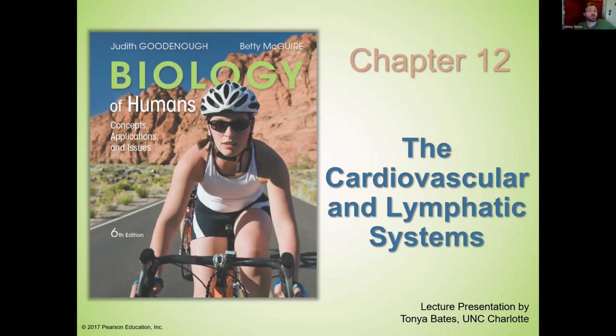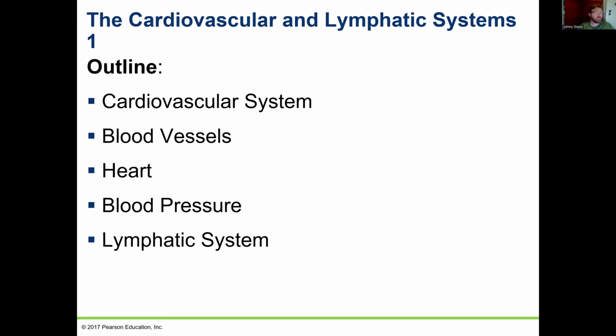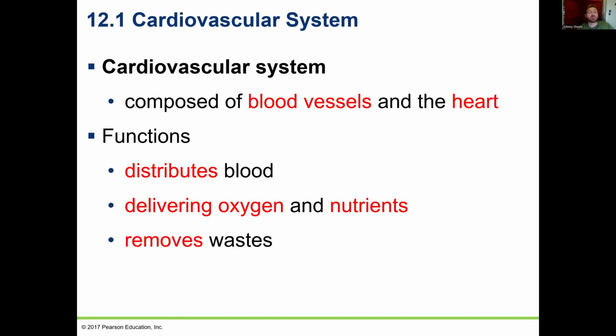Okay. So we are going to be looking at chapter 12, which covers the cardiovascular and the lymphatic systems. Now we're going to be looking at the cardiovascular system, blood vessels, the heart, blood pressure, as well as the lymphatic system itself. Now, the cardiovascular system is composed of blood vessels and the heart. Its function is to distribute blood, circulate oxygen and nutrients, and also remove waste.